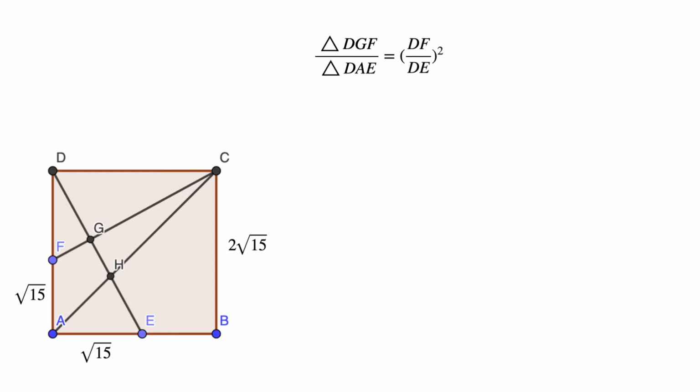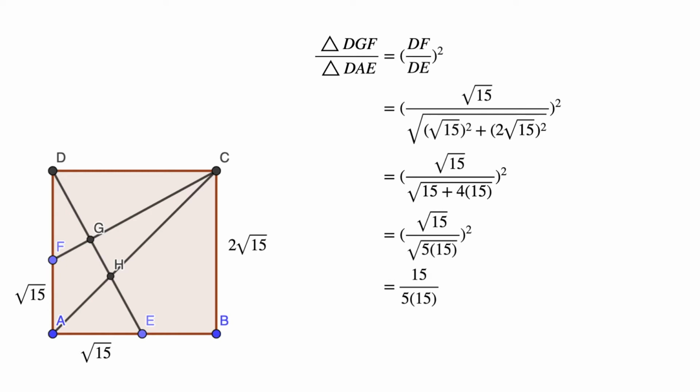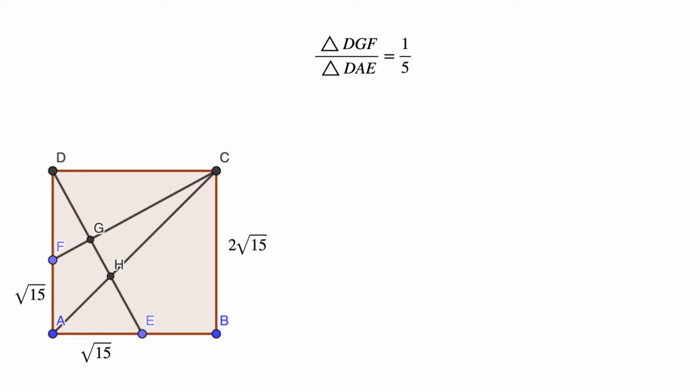We already know the value of DF is equal to square root 15, but for DE, we have to use the Pythagorean theorem to find it. Skipping over some steps, this is basically what you get for DE. Then simplifying, you get that the ratio is 1 over 5. Now we find the area of DAE. It's 1/2 times base square root 15 multiplied by height 2 square root 15. Simplifying, we get that the area is 15.